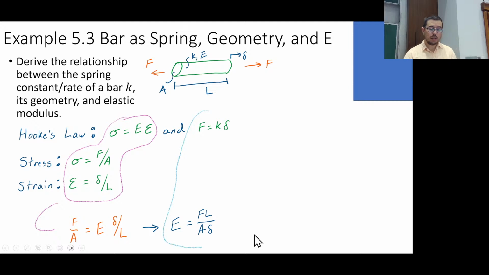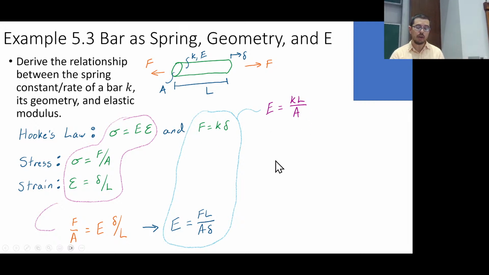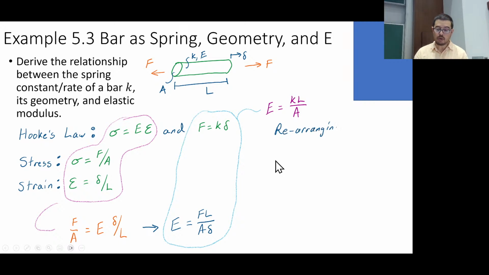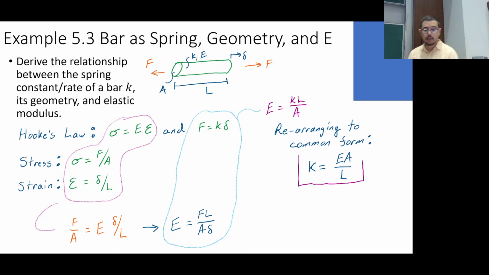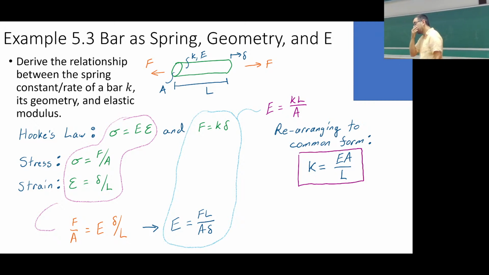And if I go back to my general idea of F equals K delta, I now know that the elastic modulus is equal to KL over A. So we rearrange things, and this is the common formula. So K equals EA over L. Sorry for getting a little lost.